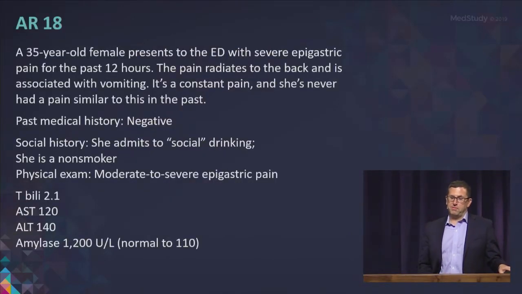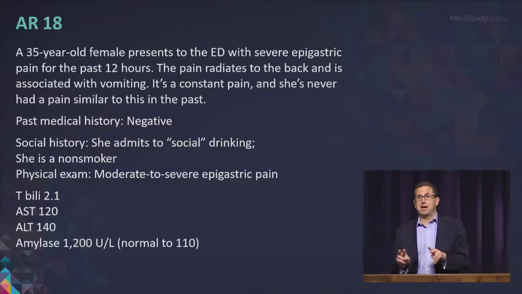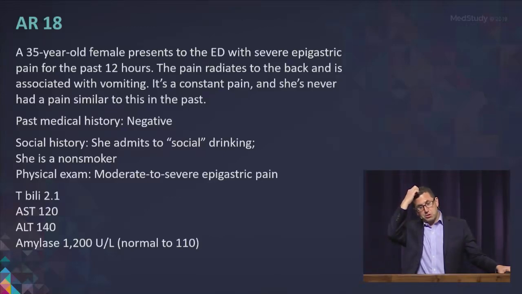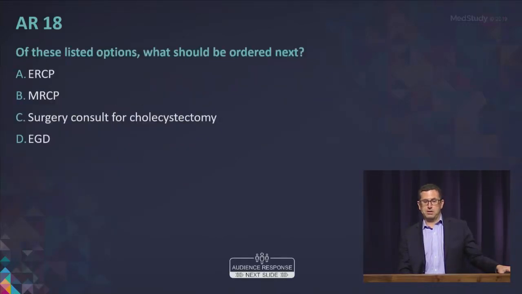Question 18: a 35-year-old female presents to the ED with severe epigastric pain for 12 hours. It radiates to the back. So this is not dyspepsia, right? Like we were talking about before. It's associated with vomiting. It's constant. She's never had it in the past. She admits to quote unquote social drinking. She doesn't smoke. Moderate to severe pain on exam. Bilirubin is a little elevated. Liver tests a little bit elevated. Amylase is elevated. Of these listed options, what should be ordered next?